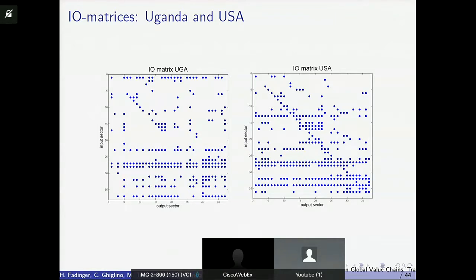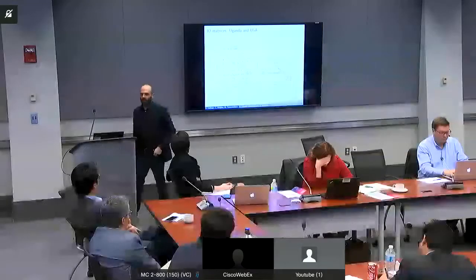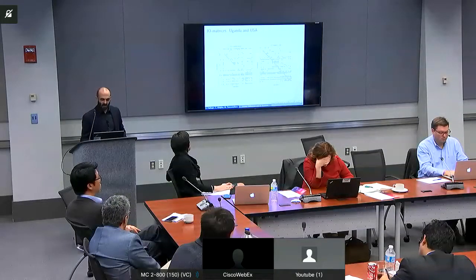And if you compare Uganda and the US, you see basically you have more of these dots in the US, which imply that there is significant interaction between the two sectors. So the network is denser. Here we have only 4 to 5 sectors which really are important for the rest of the economy, and that is different in the US.